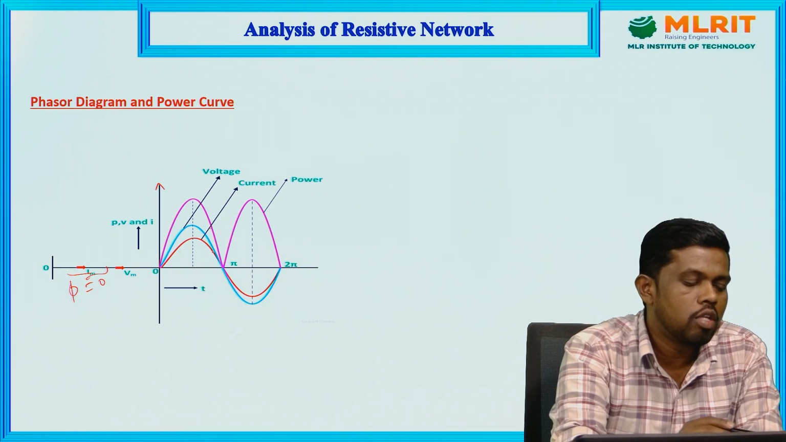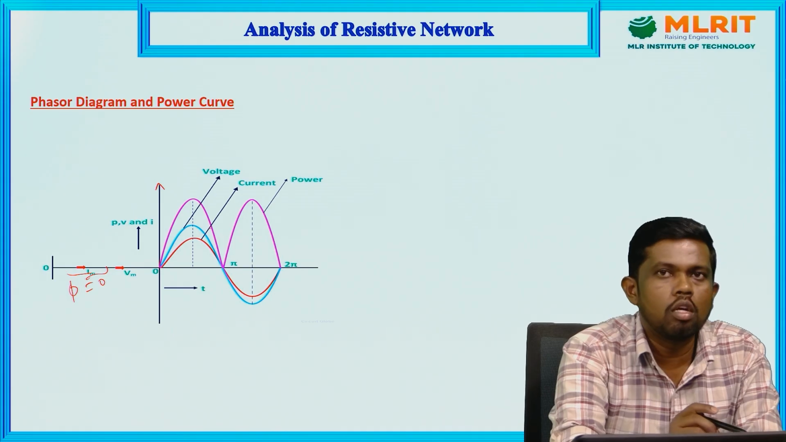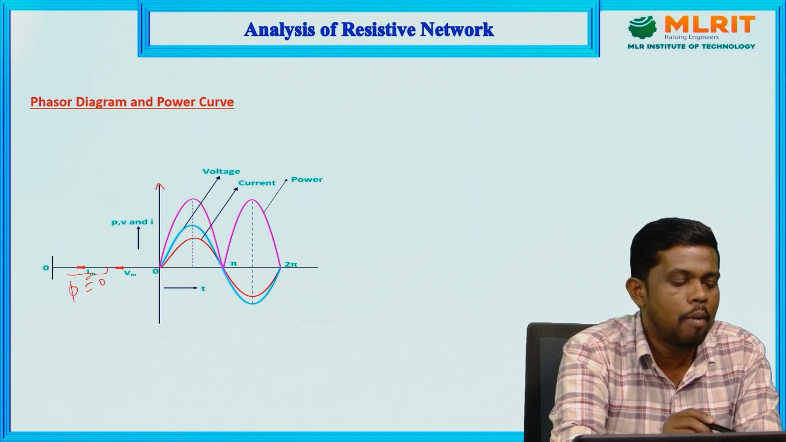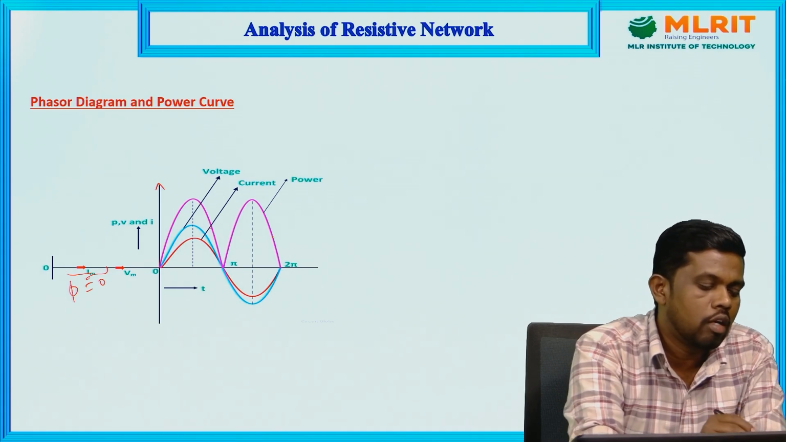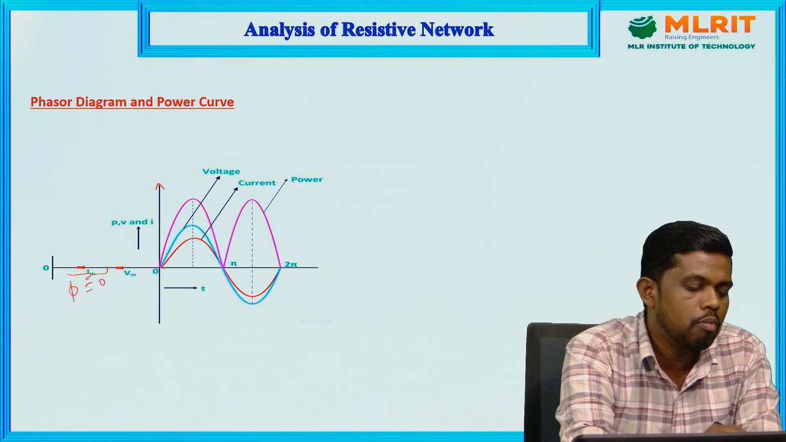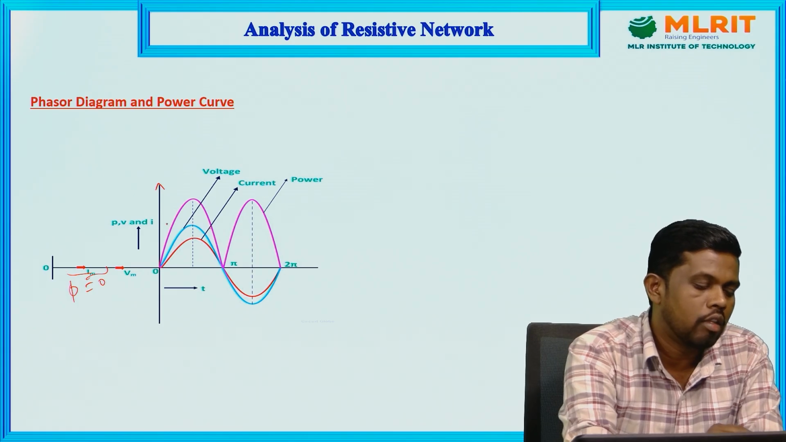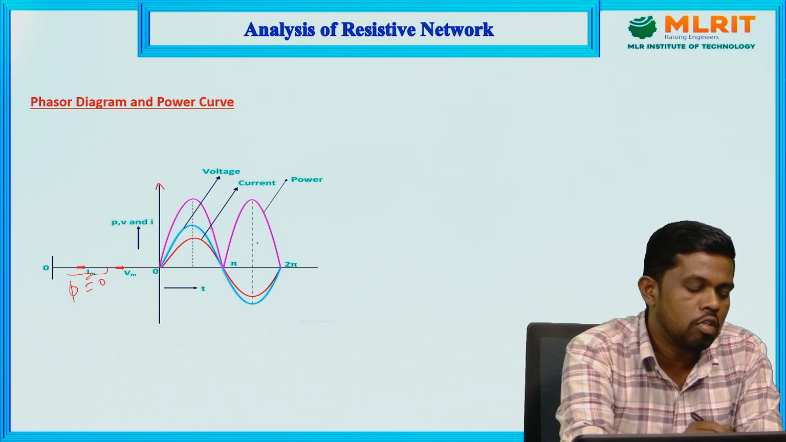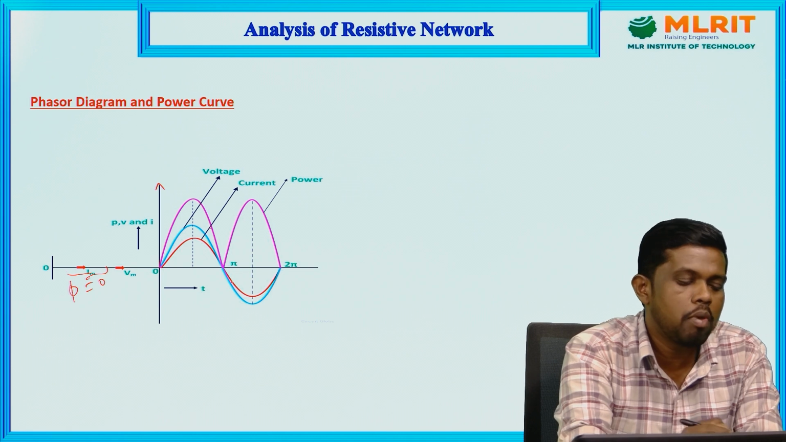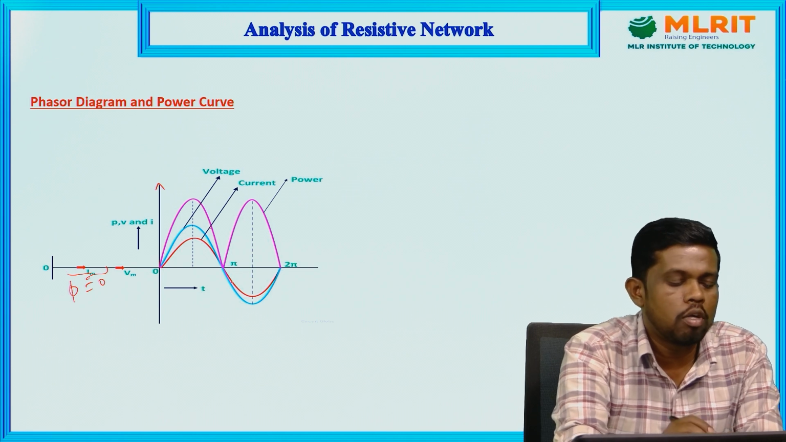The average power taken by the resistor is Vrms into Irms. RMS means we need to square the signal, and only then do we get the average value. So for either the current or the voltage, the power waveform has double the frequency of the voltage or current cycle. For one voltage cycle, the power has two cycles. The square of a negative value is positive, so the power is always positive.